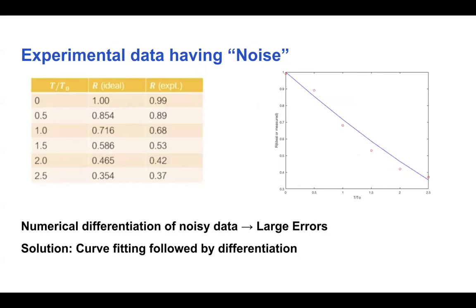So what we're trying to do is find the numerical derivative. From the ideal values, if you find the numerical derivative, you will get a set of values. And let us find the numerical derivative with respect to the experimental values as well. So this is numerical differentiation of noisy data, and we'll try to fit a curve to the experimental data and then do the differentiation. When we do that, we might get smoother slopes if our curve fitting is very good. So this is what we are trying to see.